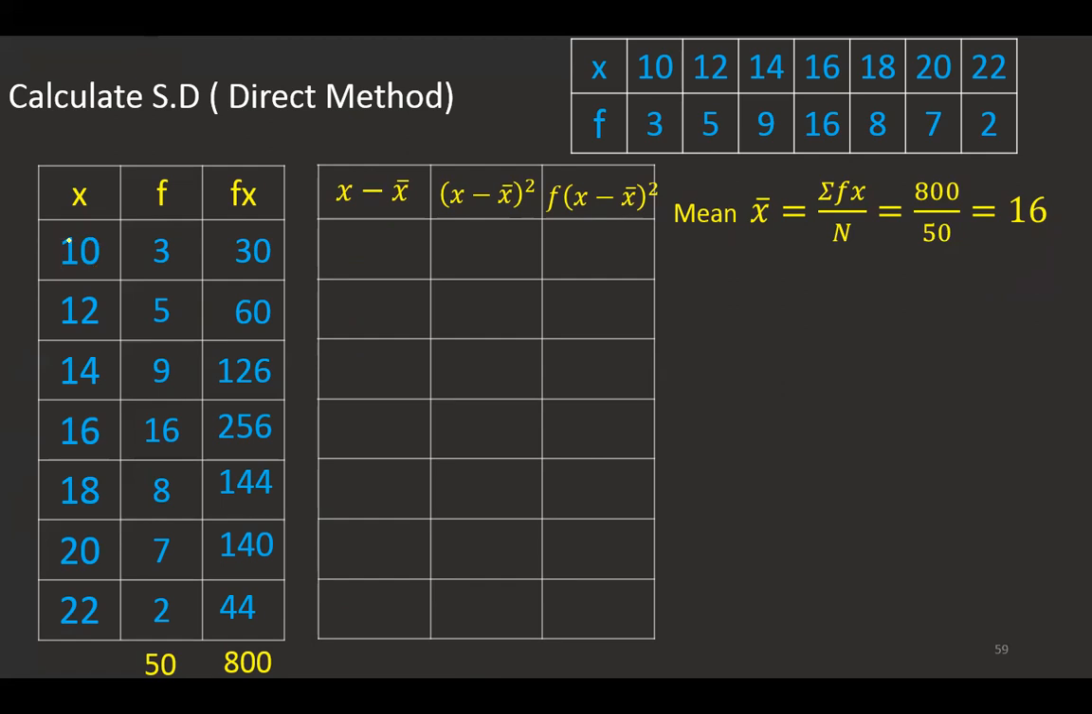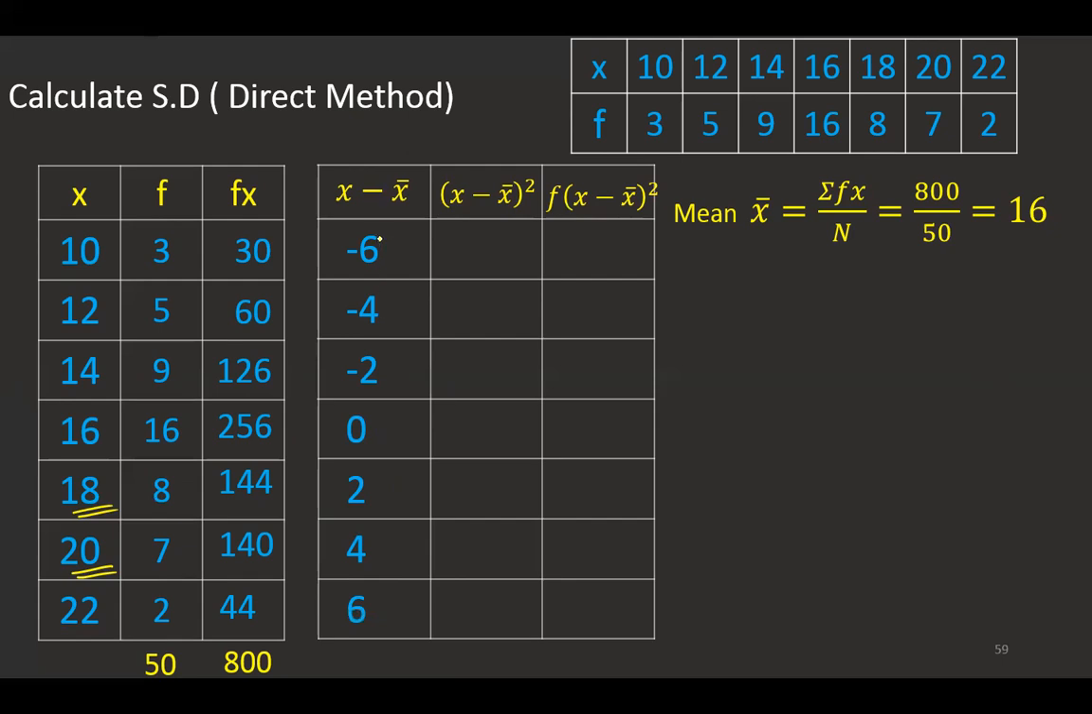So let us calculate. 10 minus 16 will give you, what is the number we are getting? It is minus 6. Now 12 minus 16, that is minus 4. 14 minus 16, minus 2. 16 minus 16 is 0. 18 minus 16 is 2. 20 minus 16 is 4. 22 minus 16 is 6 for you.